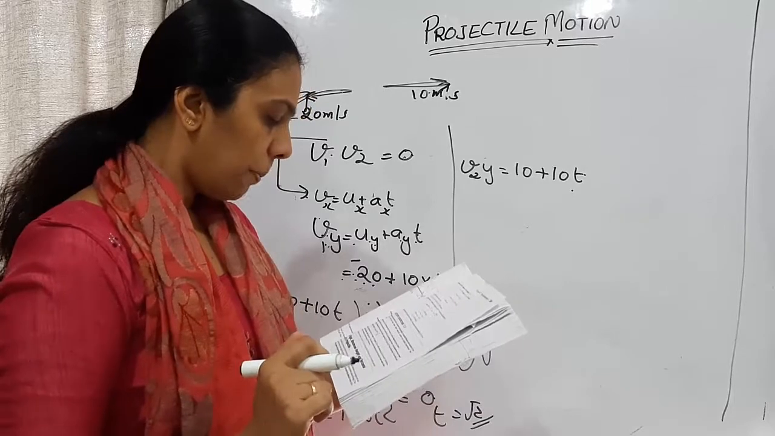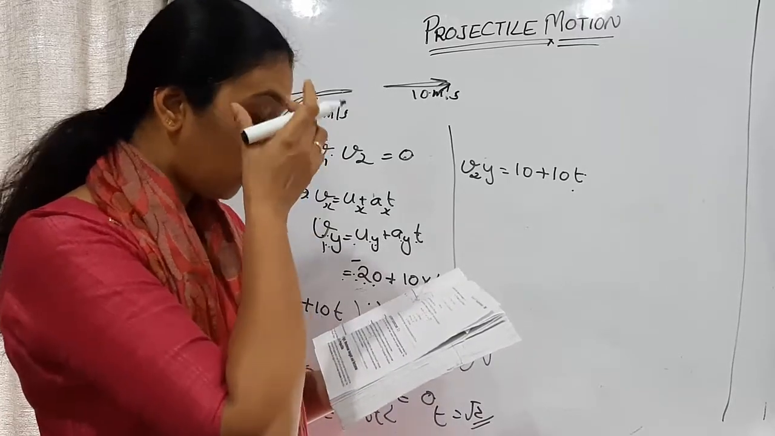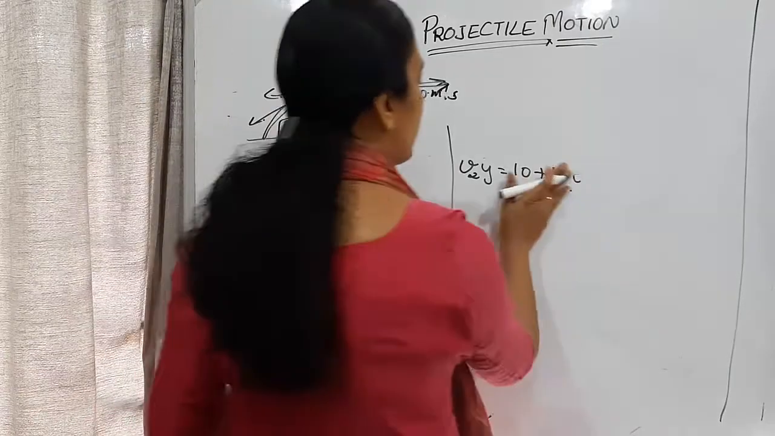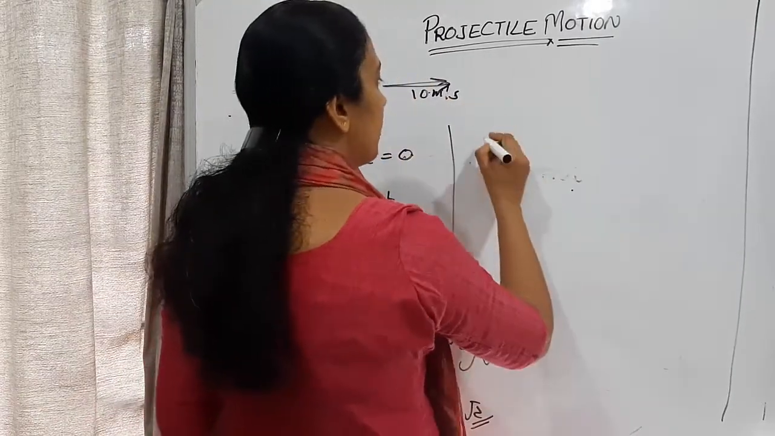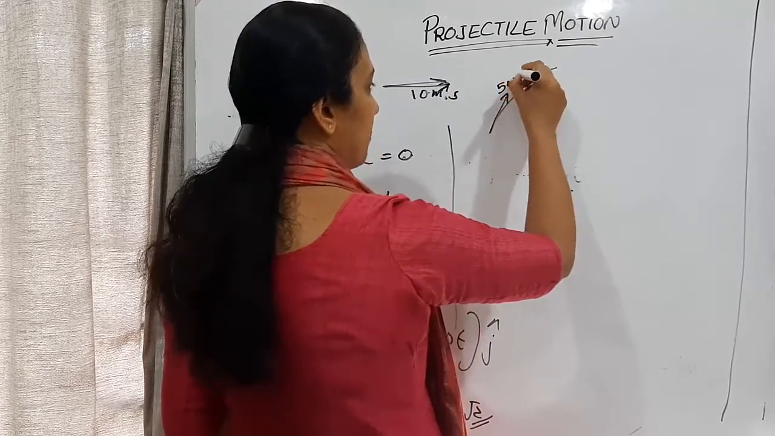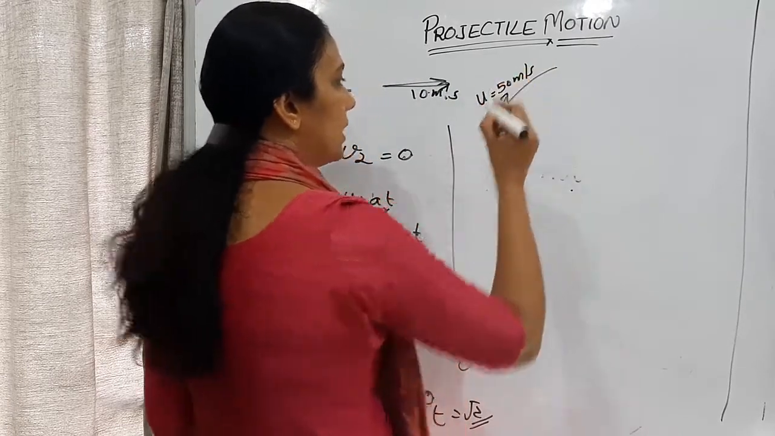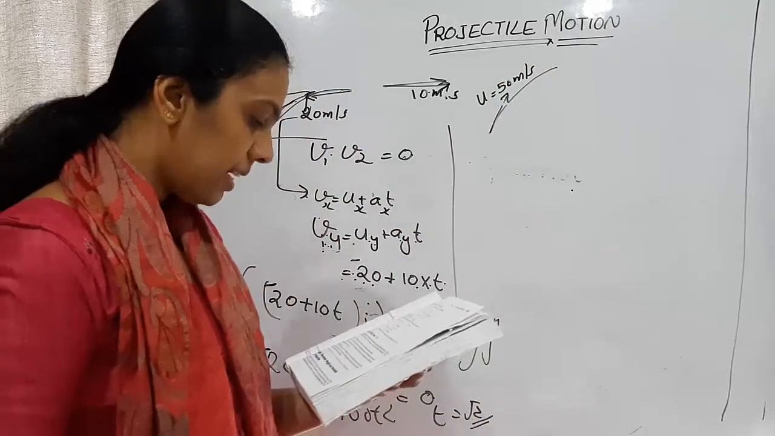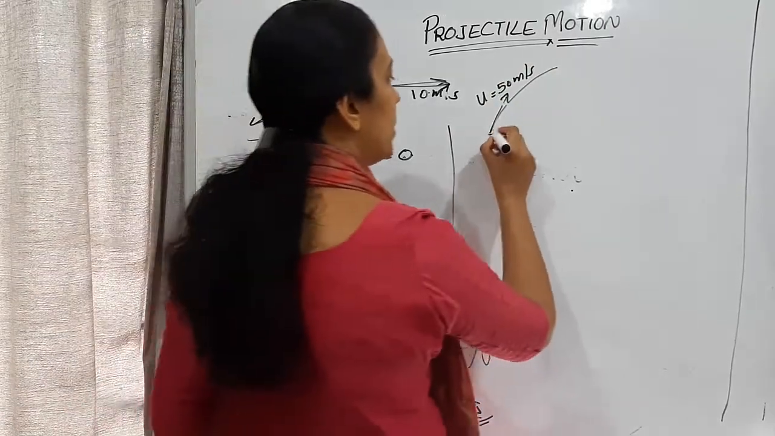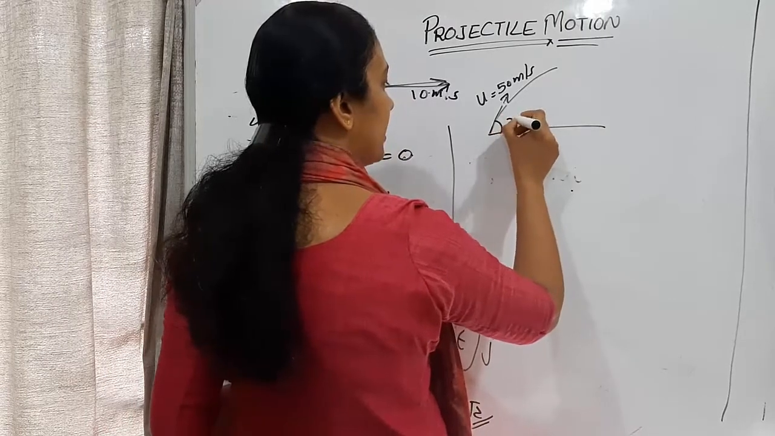Next question: a particle is projected from the ground with a velocity of 50 meter per second. So we are projecting a particle from the ground with an initial velocity of 50 meter per second at 37 degree from the horizontal. So with the horizontal it is making an angle of 37 degree.